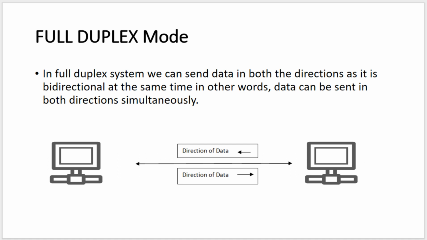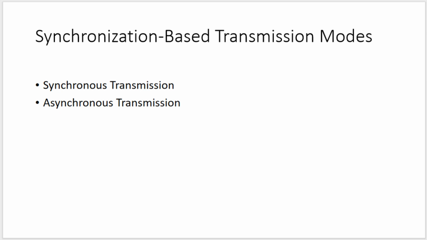For example, telephone communication, where both parties can talk and listen seamlessly. Internet communication, browsing the web while downloading a file.